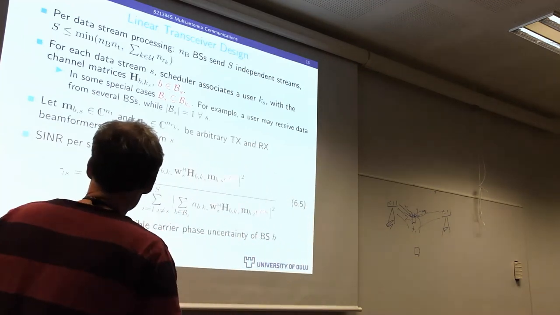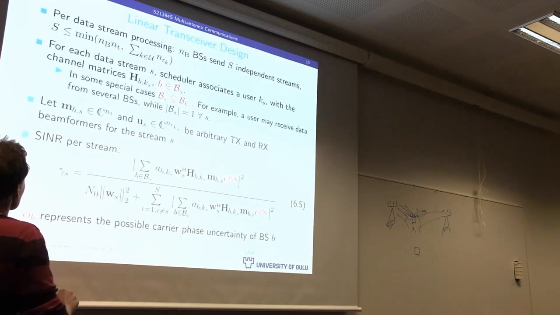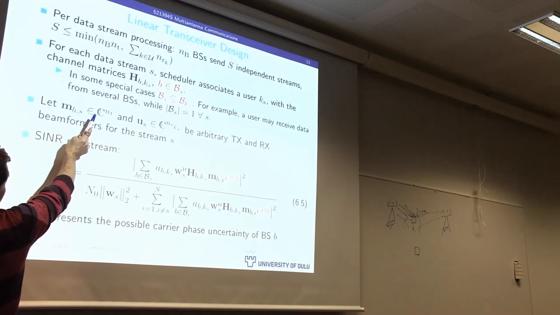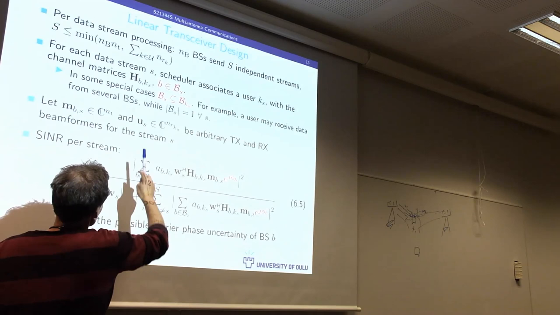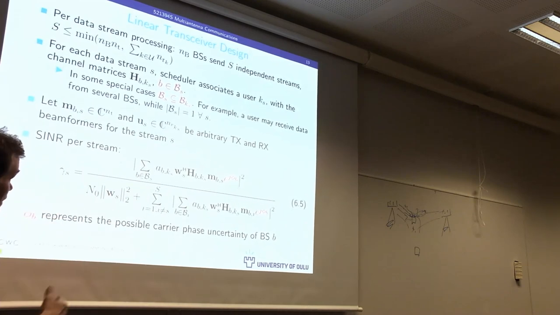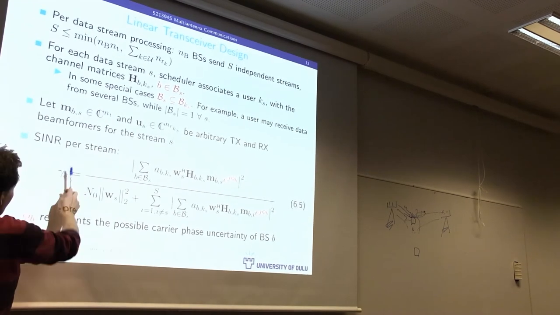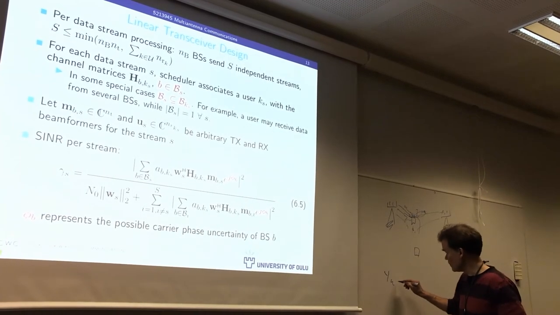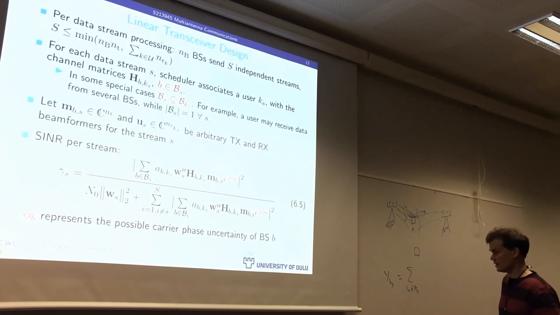Okay, so in general, we can now define arbitrary stream-specific transmit beamformers, this would be W here, from bases in B, for user k sub s associated with stream s, and then the receive beamformer applied at the user k sub s. Okay, so then we can define the SINR for the stream. The SINR, as we browsed earlier, has the desired part from all these base stations, Y k s, okay?